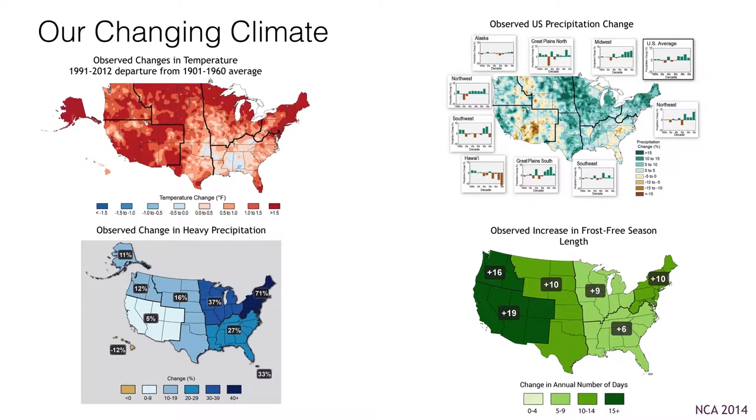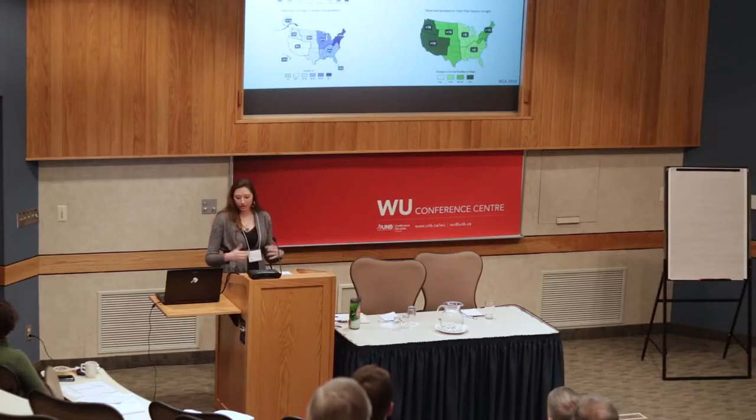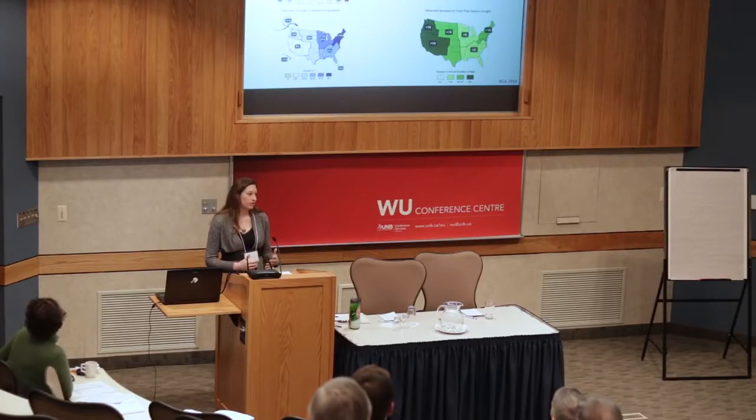In the US, we also know our climate is changing. Temperatures are increasing, precipitation is increasing as well, except for in the Southwest and Hawaii. And that precipitation is coming in those really heavy, less frequent events. We also know that there is an increase in our frost-free season.